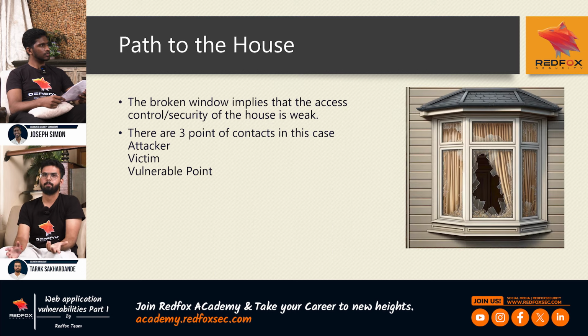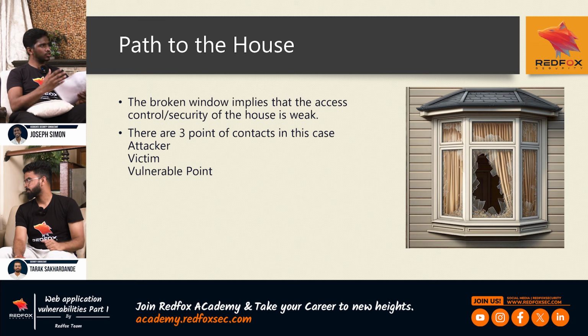Now the broken window implies that the access control of the house is weak, and I am closely trying to relate a real life example with our web applications. There are three points of contact: the attacker, the victim, and the vulnerable point. The vulnerable point becomes the broken window, the victim becomes your house, and the attacker is obviously the robber or the burglar. Can you show this in a real world web application scenario?